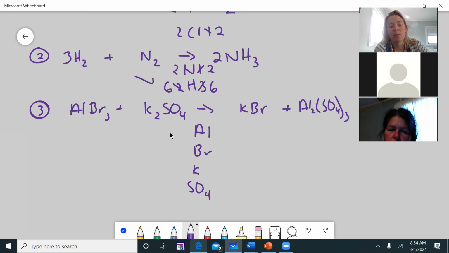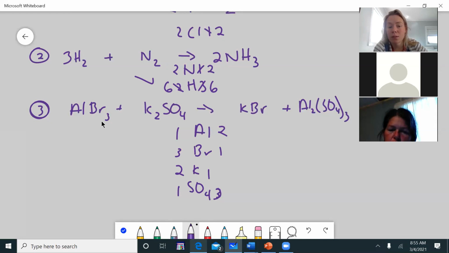So aluminum, I start with one aluminum. I end with two aluminums. Here I start with three bromines. I end with one bromine. Here I start with two potassiums. I end with one potassium. And here I start with one sulfate ion. And I end with three sulfate ions. Like when I'm setting this up, when I'm seeing that there's twos and threes on opposite sides, it means that we're going to have some sort of common factor of six.